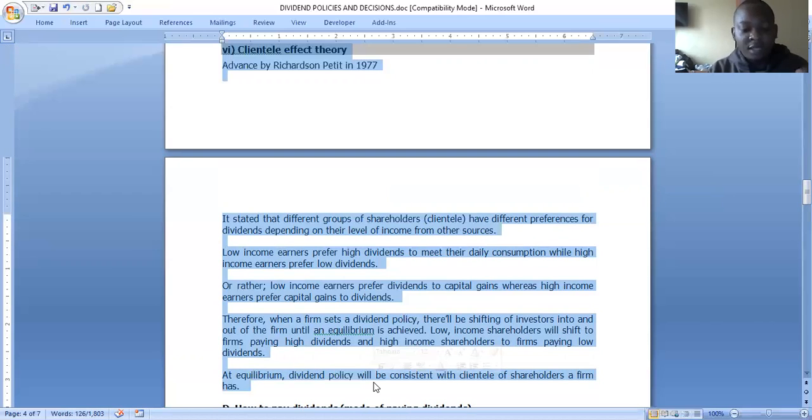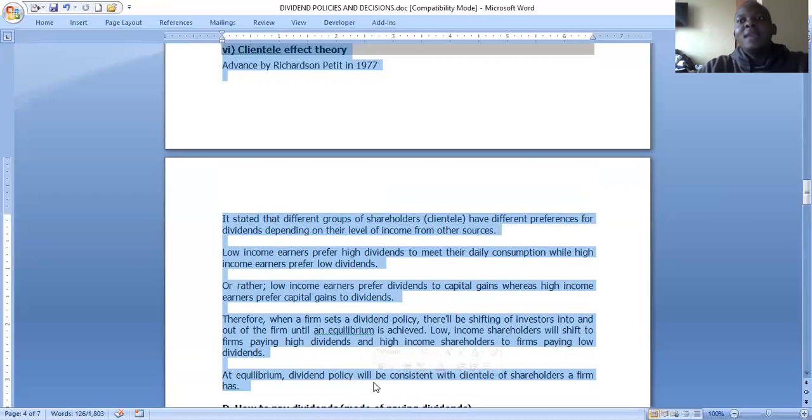So I hope you get the difference. If the business pays low dividends, it will attract high income earners, and if it pays high dividends, it will attract low income earners. So I repeat, if the business pays high dividends, it will attract low income earners. If it pays low dividends, it will attract high income earners.